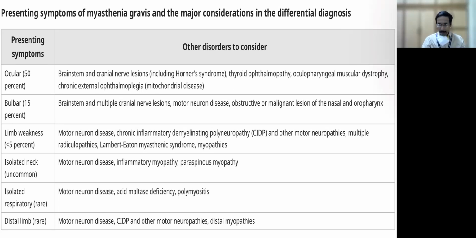When you have an isolated neck drop, one must consider motor neuron disease, inflammatory myopathy and so on. So concomitant symptoms help in localizing. Isolated is quite difficult; multiple histories and evaluation will be required. Distal limb weakness is not a common presentation of myasthenia gravis. Generally, it's a proximal limb weakness.